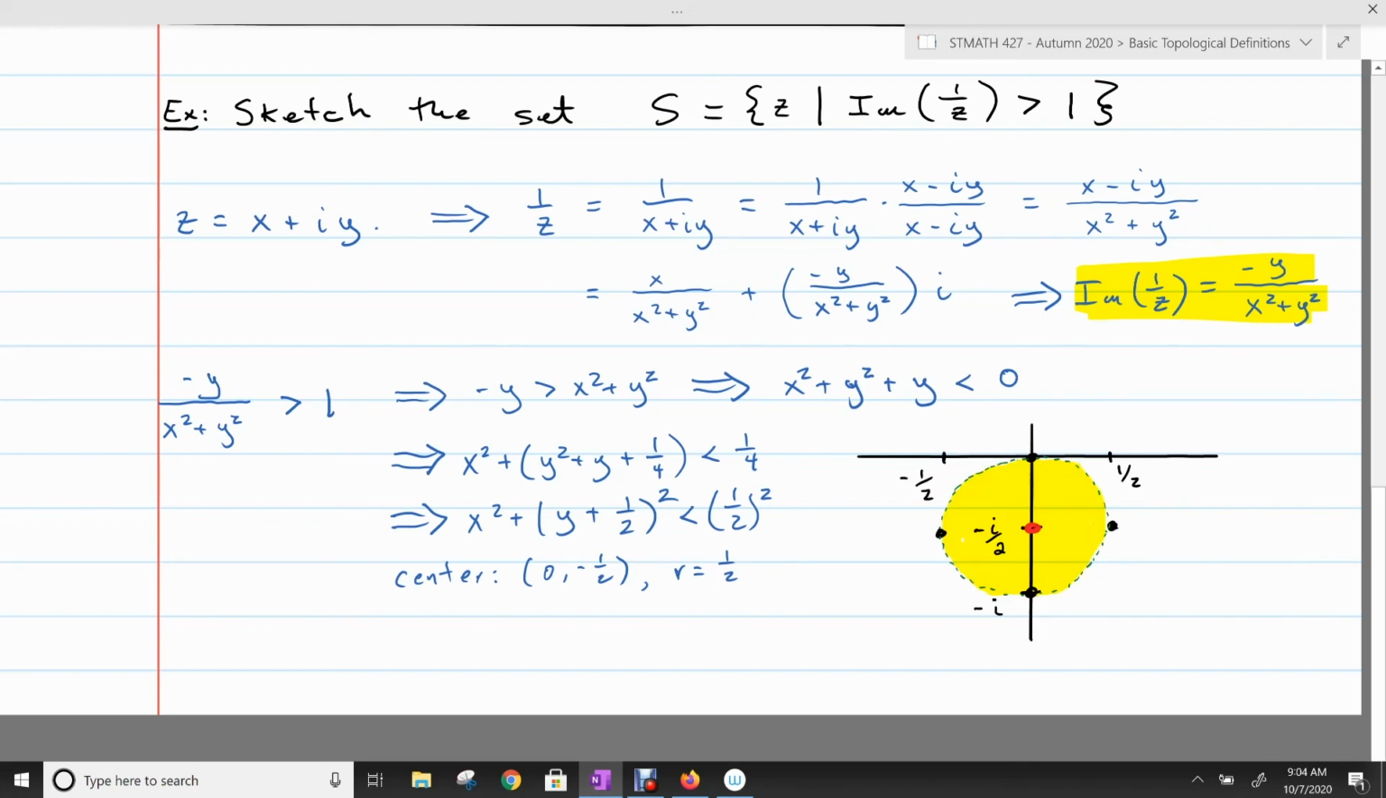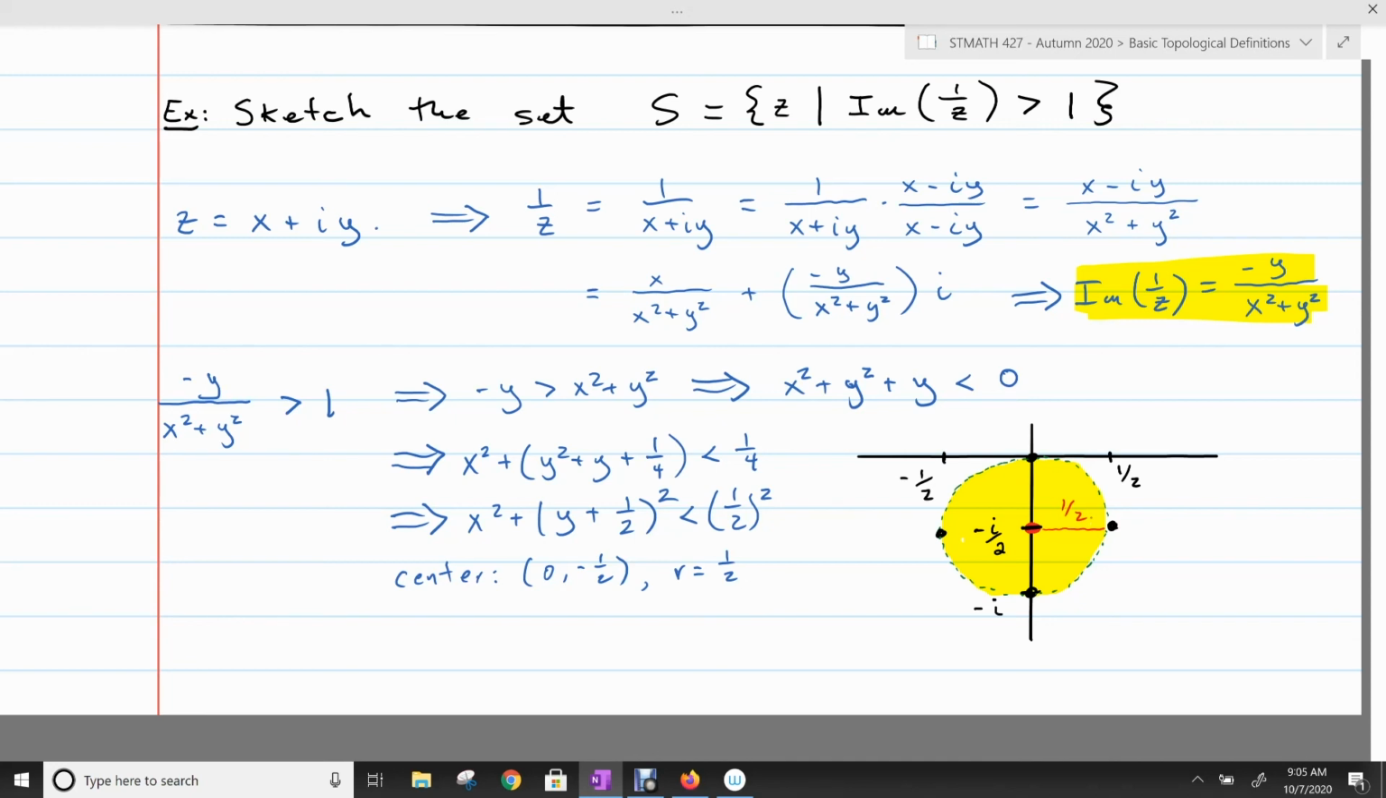So the center as a complex number is negative i over 2, and then you can see there that the radius is 1/2. I never would have got that from just looking at that defining inequality at the top, the imaginary part of 1 over z greater than 1. But yeah, cool, it turns out to be a circle.